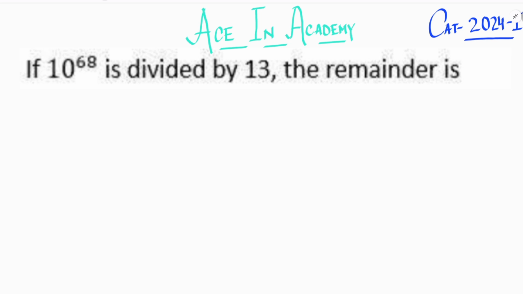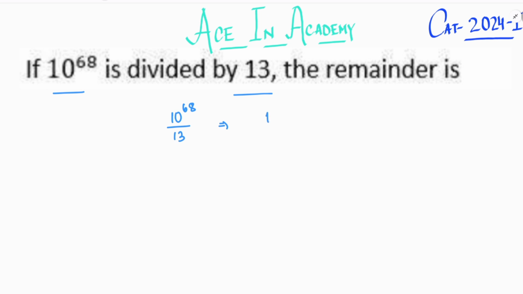According to the given question, we have to find the remainder when 10 raised to power 68 is divided by 13. When we are given such big numbers, what we do is we try to make them small numbers, find the remainders, then raise them to their powers, and then find the final remainder.